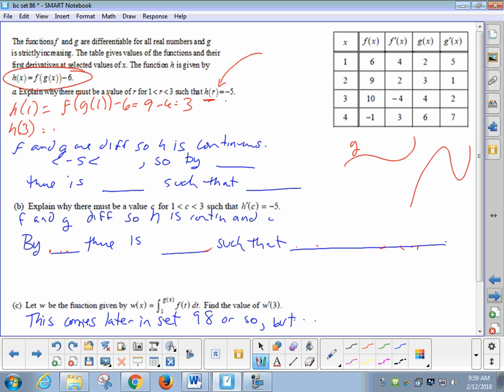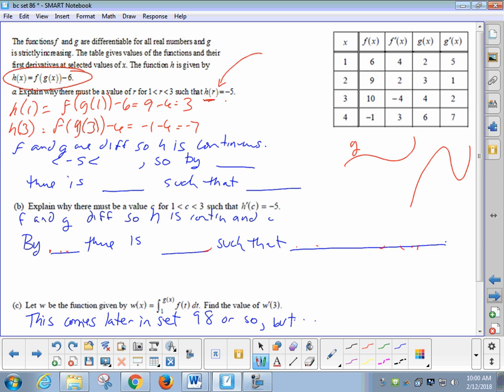H at 3 then would be f of g of 3 minus 6. G of 3 is 4. 4 goes into f, which is negative 1. Negative 1 minus 6 is negative 7. Now, can we say that h has to pass through negative 5? Yeah, it goes from positive 3 to negative 7. So yeah, it's got to pass through negative 5 along the way. You say your IVT stuff.